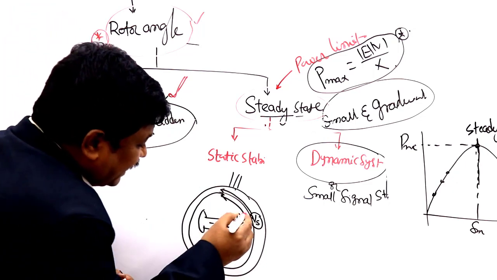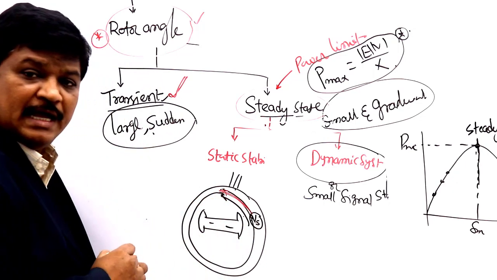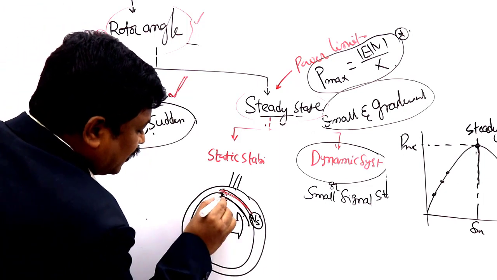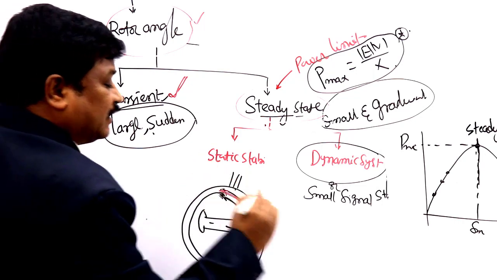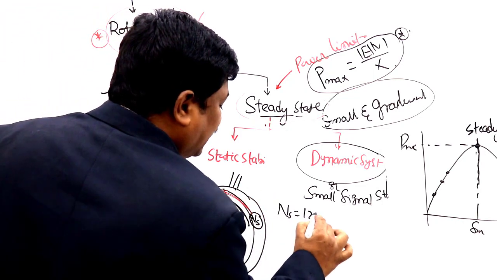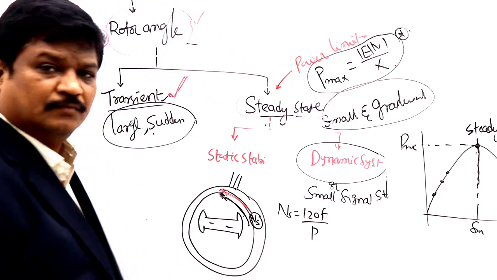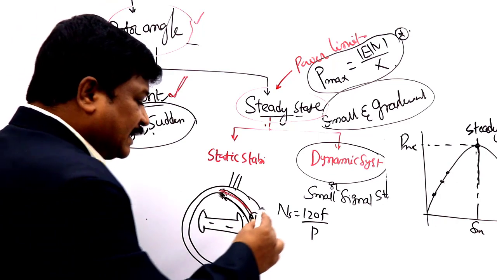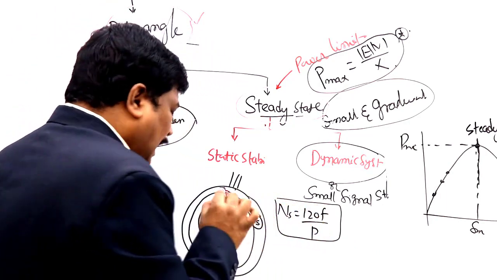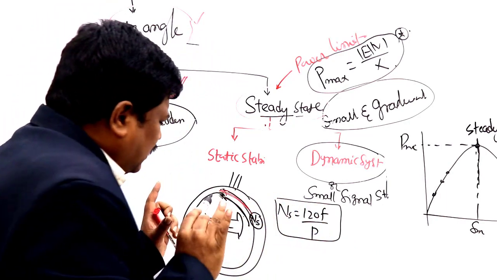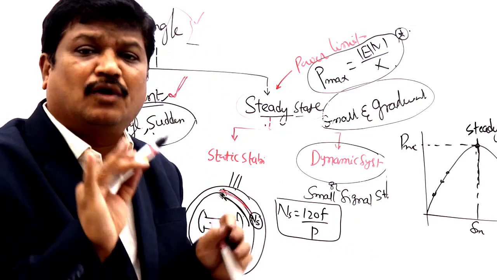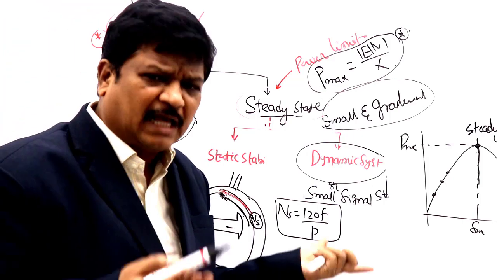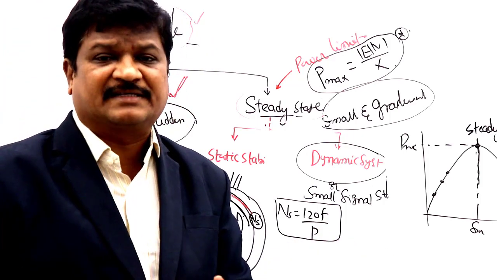When the rotating magnetic field in the stator is rotating, the rotor is also rotating, both at synchronous speed. That synchronous speed ns is equal to 120 F by P. Under normal conditions, with no disturbance, there is no question of discussing stability.